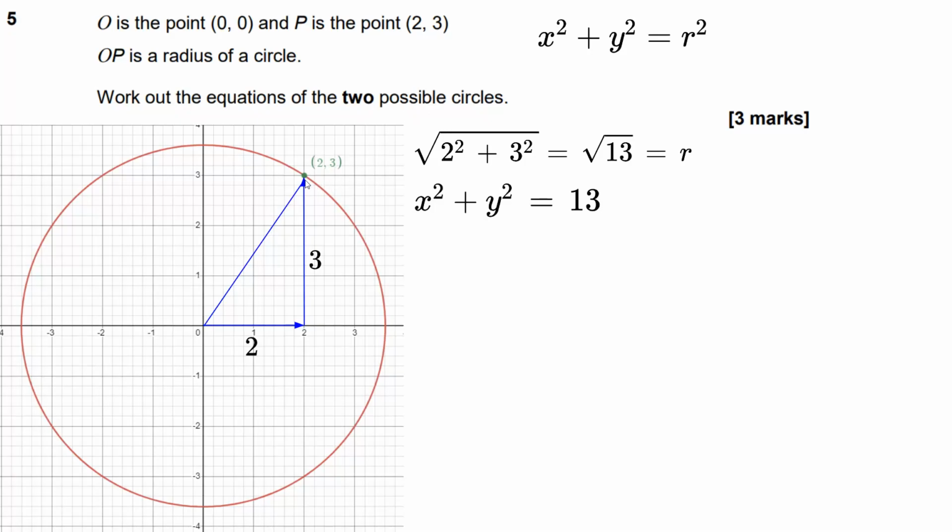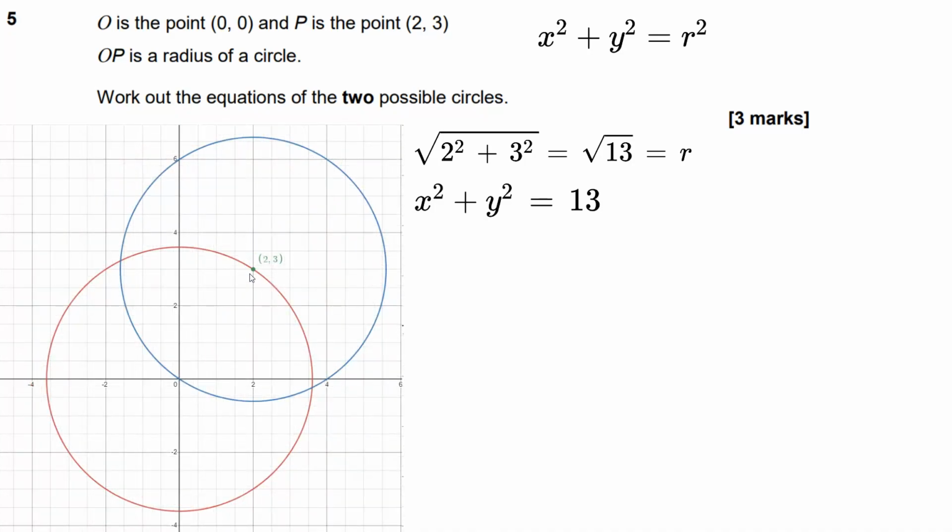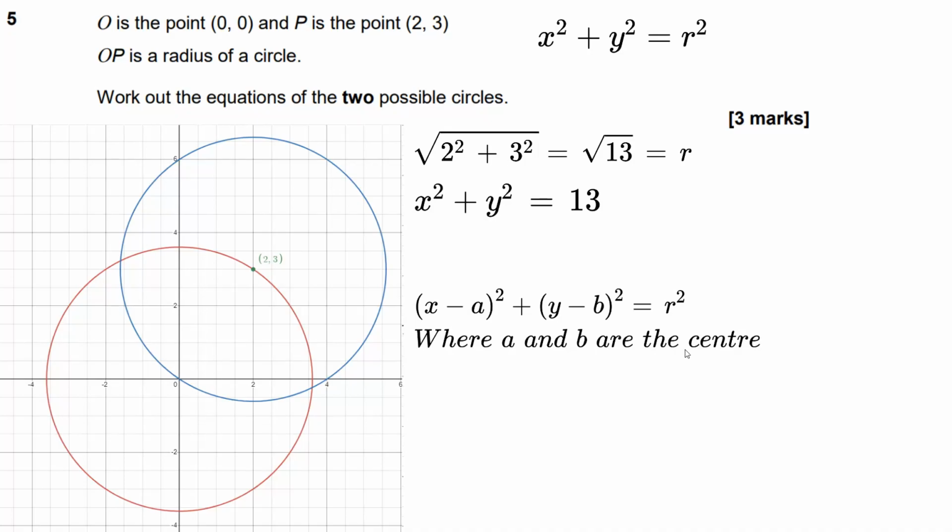And then the second one is 2, 3 is the centre, because we've already done 0, 0 as the centre. So let's assume that 2, 3 is the centre, like this. And so the other equation of a circle that you need to know to do this is this one here, where a and b are the centre. So (x − a)² + (y − b)² = r².